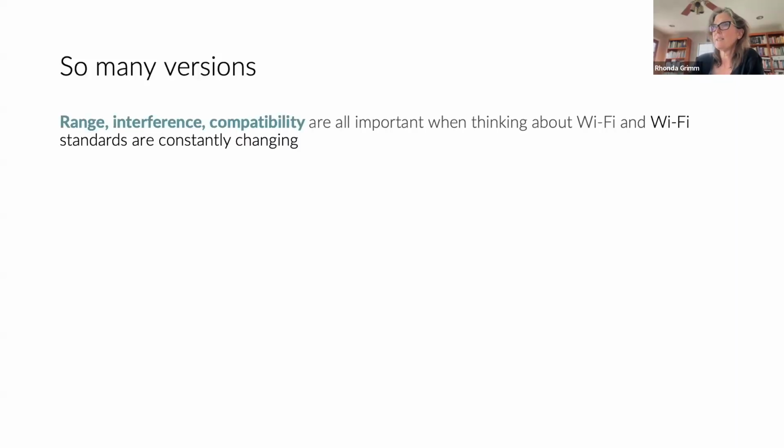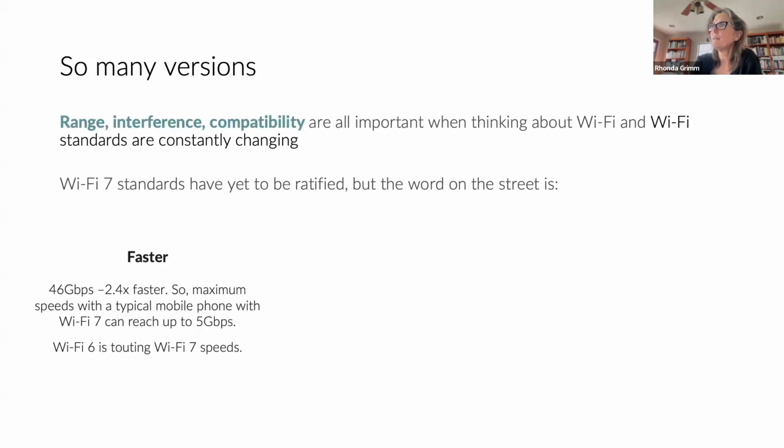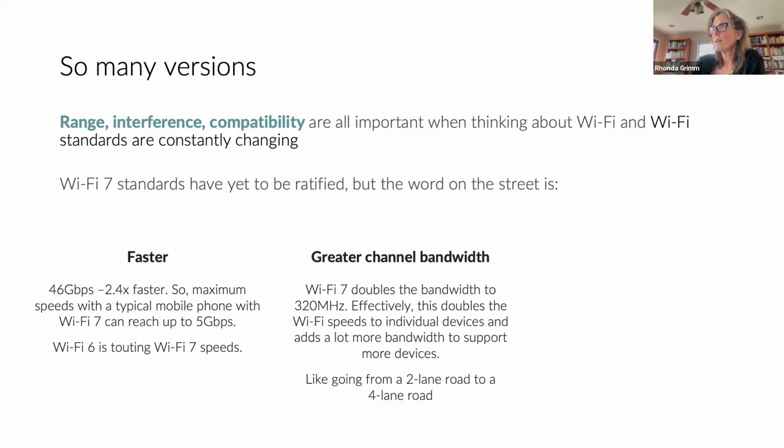There's a ton of versions, and they range in everything from interference to compatibility. You've heard Wi-Fi 7 is coming. The standards have not been ratified yet, but the word on the street is it's very, very fast. Sometimes I think Wi-Fi 7 actually rivals a lot of the wired speeds that you'll get from your internet provider. You've got greater channel bandwidth.